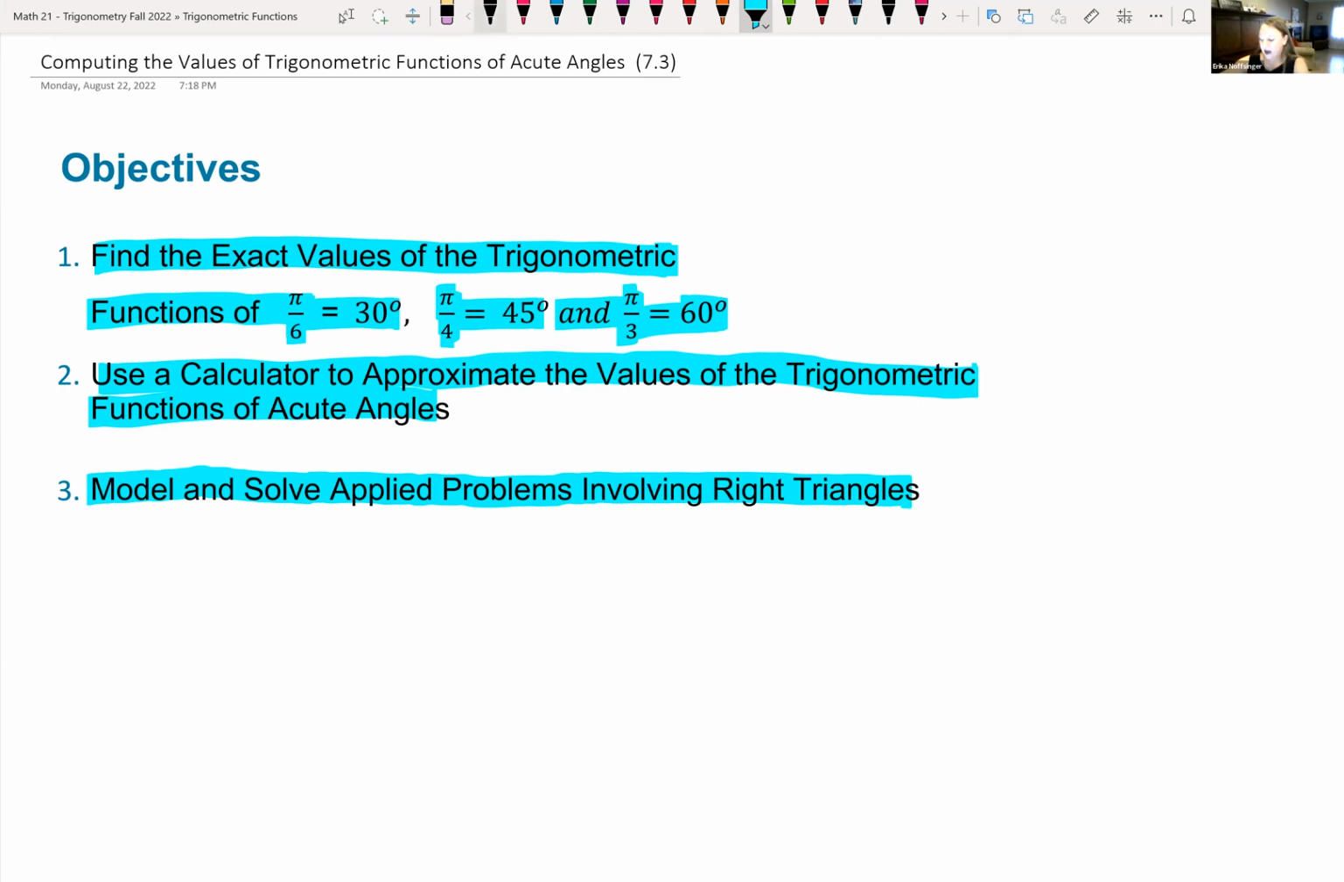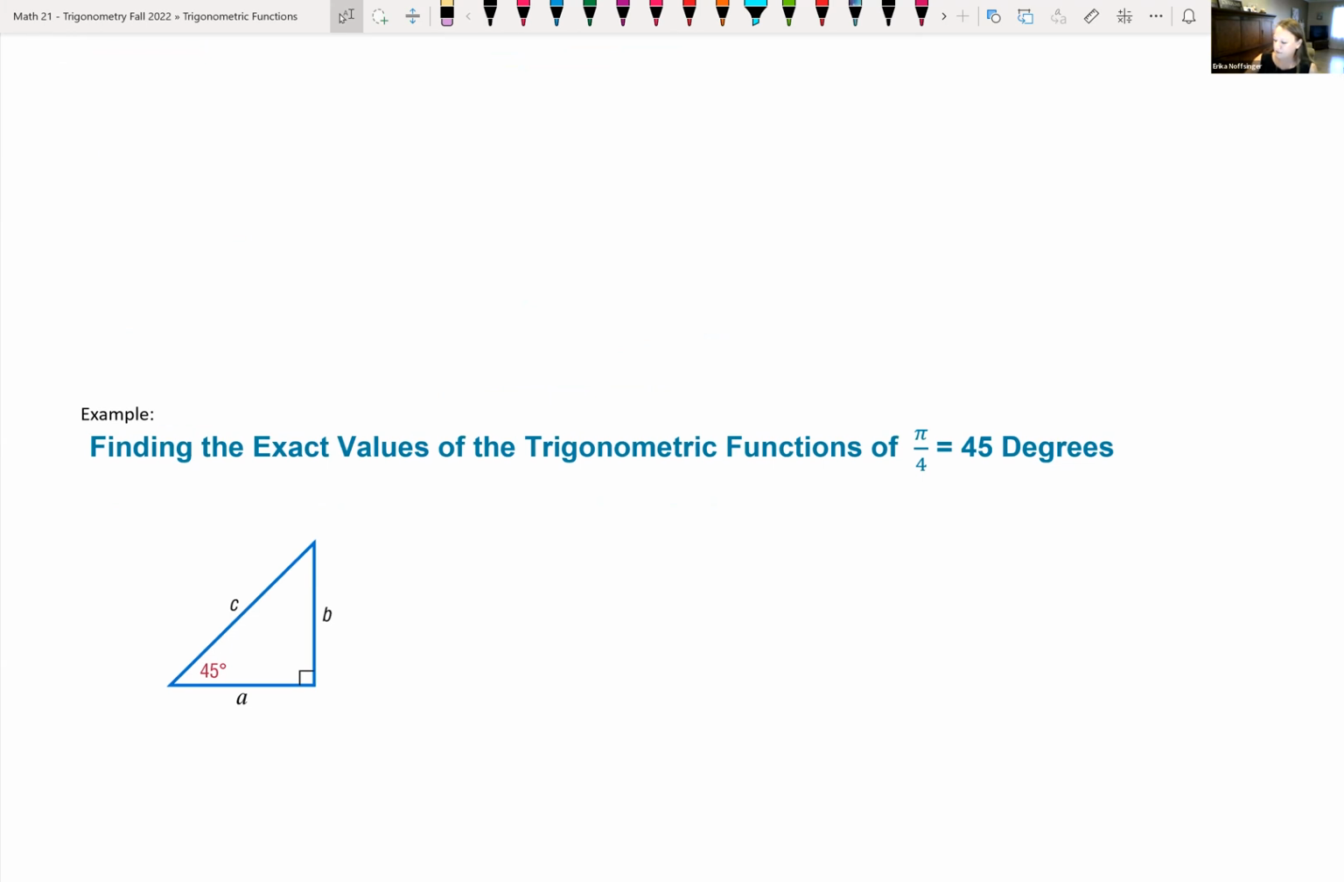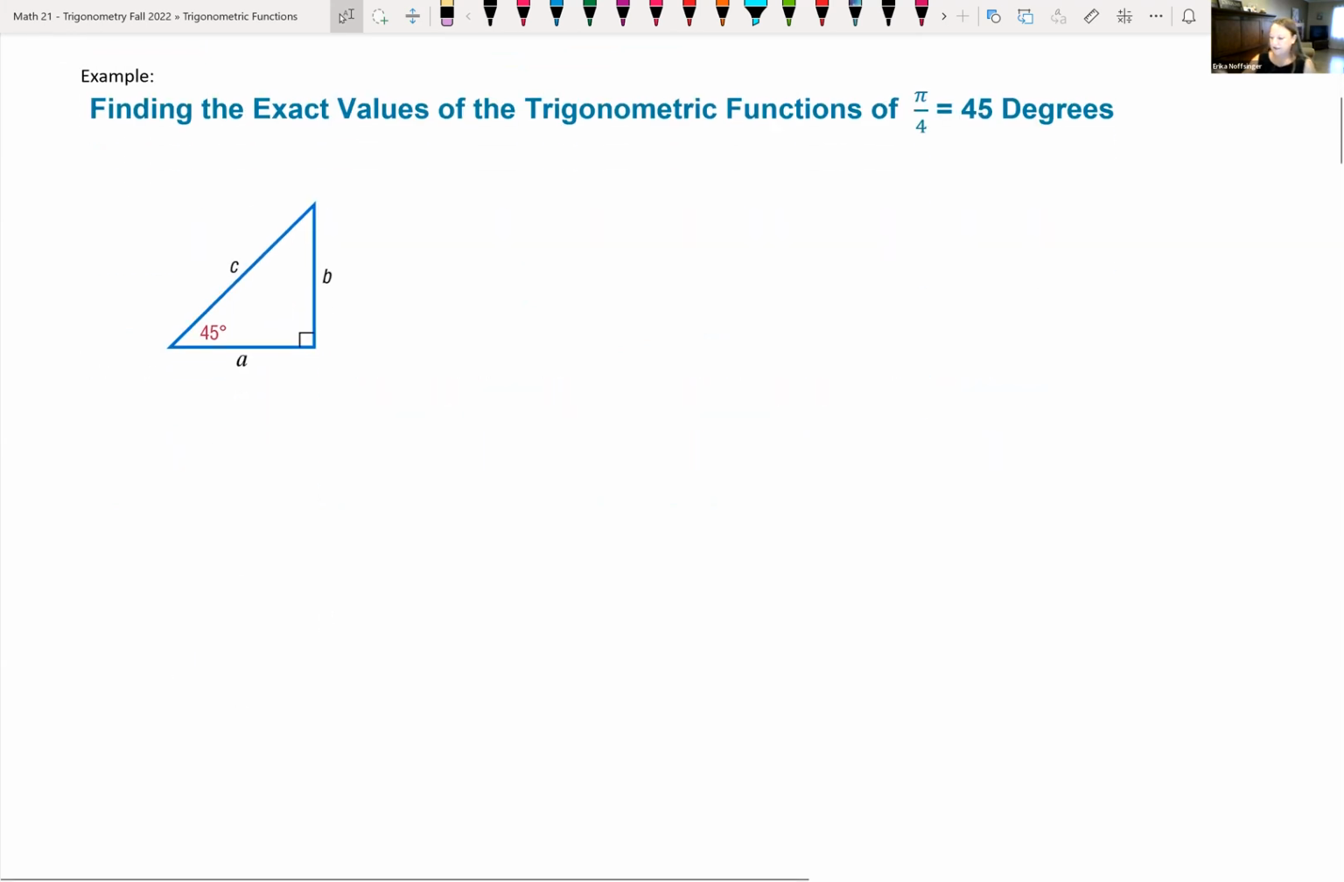Okay, so let me derive how we get these trigonometric functions at these special angles. So we're going to start out with a 45-45-90 degree triangle. So I just pulled up in front of you this triangle. And we know, if you recall, that two angles that sum together to 90 degrees are complementary angles. And we also know that the sum of all three angles of a triangle is 180 degrees. So if this one is 45 degrees, then this angle across would also have to be 45 degrees.